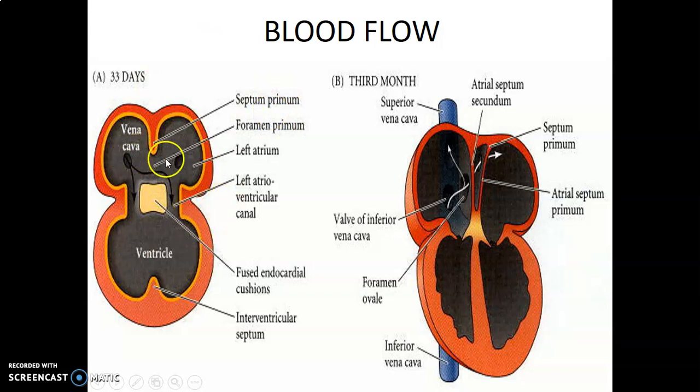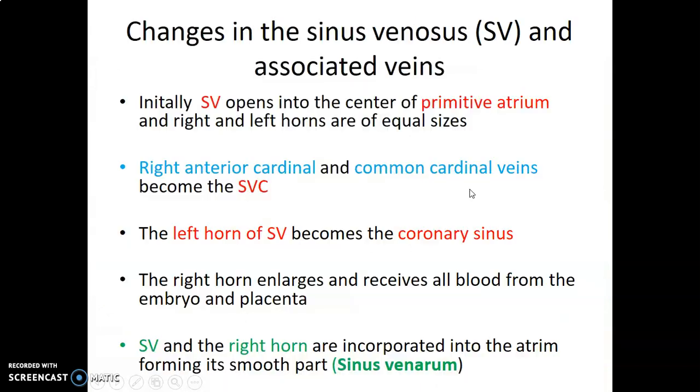So most blood now uses the foramen ovale to enter into the left atrium and then the left ventricle. Basically, that's what happens in the partition of the atria, and that's the foramen ovale here. This is the septum primum, the septum secundum, and that's your foramen ovale.